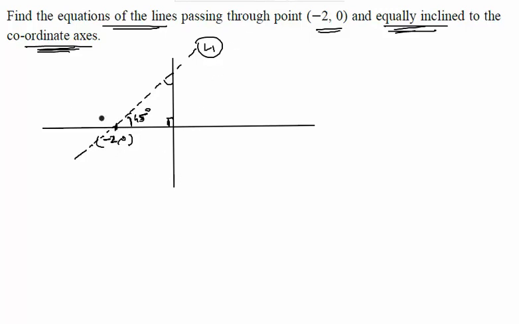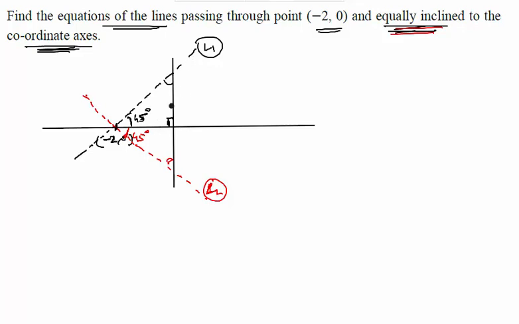What we can do is, we can also draw something like this. Now in this case, let us call this line 2. In this case also, we can see that if this angle is 45 degrees, then this also becomes 45 degrees, and still this condition is satisfied that the line is equally inclined to the coordinate axis, right?